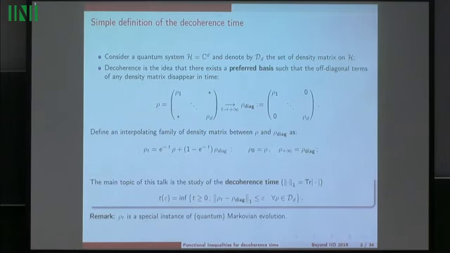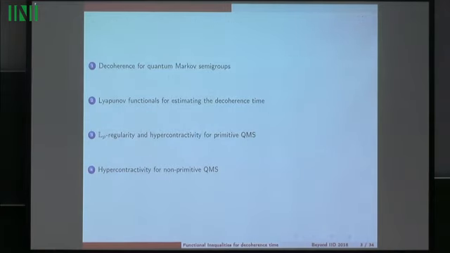The remark here is that rho of t here is a special instance. It's an example of a quantum Markovian evolution. So the main point of this work is to extend tools that could work for any quantum Markov semigroup. In the first part, I will introduce the quantum Markov semigroups, and I will introduce a notion of decoherence for generic quantum Markov semigroups.